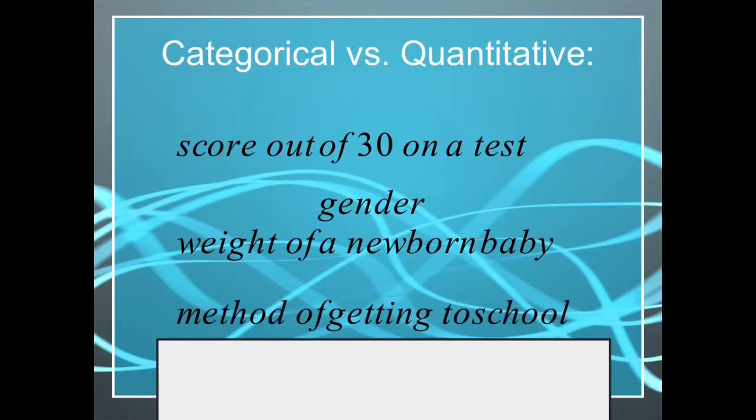And then the method of getting to school, again, this is categorical because you could ride your bike, walk, or get a ride. There are all different descriptions, which would be a categorical type variable.